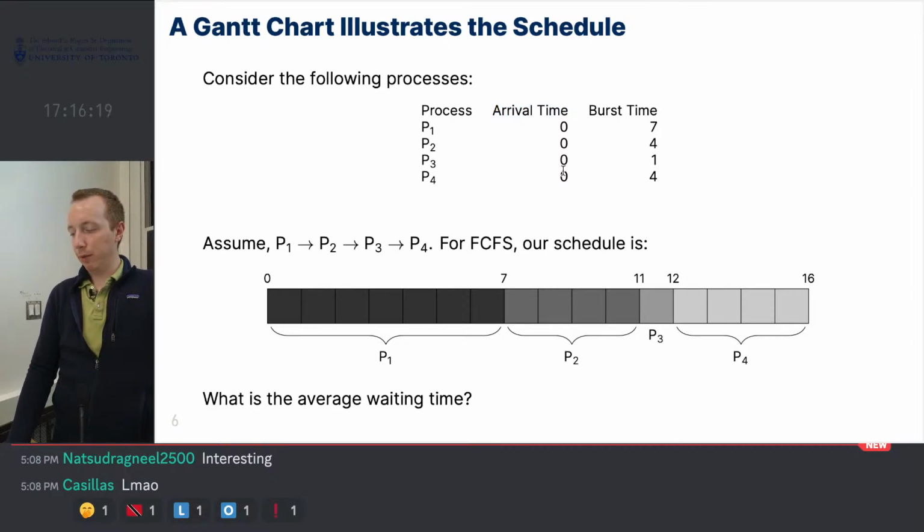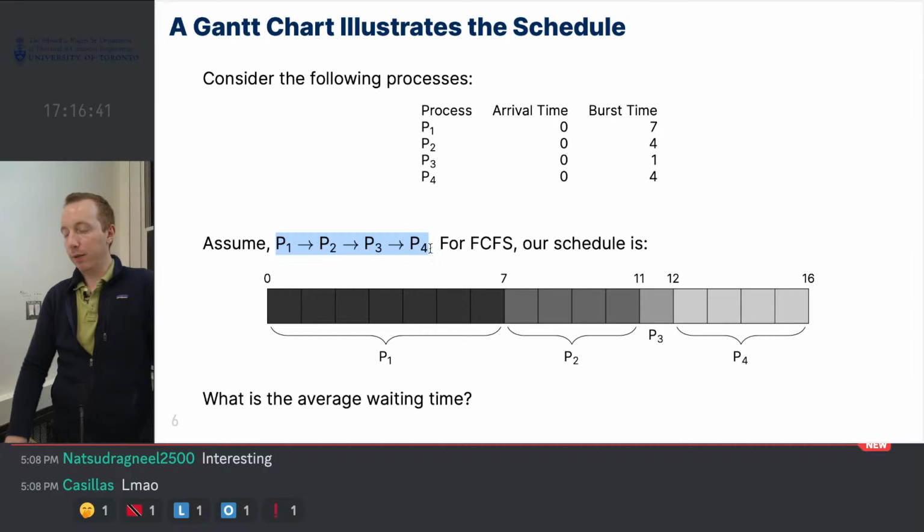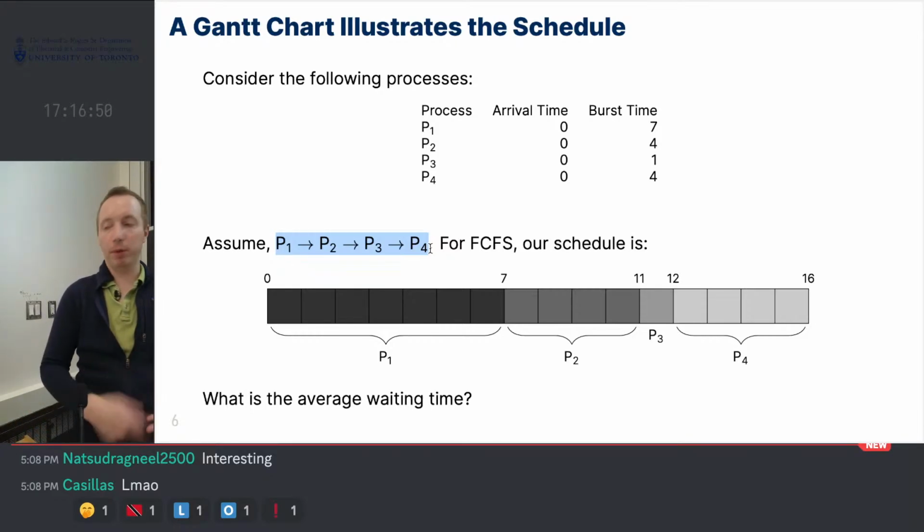So they all arrive at time 0, and then the burst time, that might sound like a weird term. Burst time just means how much time will this process actually execute on a CPU for until it's terminated. So process 1 wants to execute for 7 time units, process 2 for 4, process 3 for 1, process 4 for 4. So since they all arrive at time 0, I have to explicitly tell you their arrival order. So here, I'll assume that they arrive P1, P2, P3, P4.